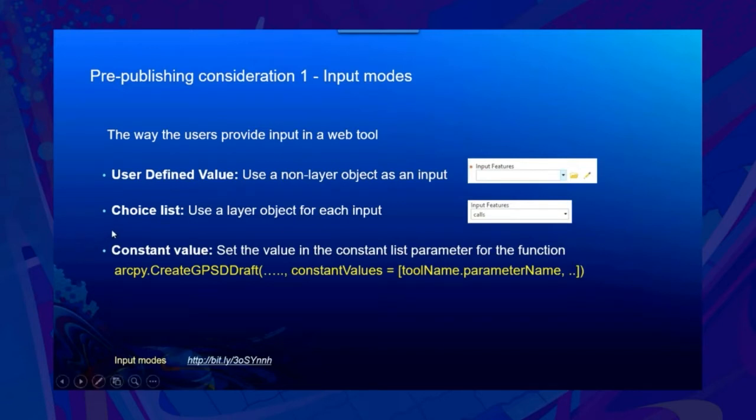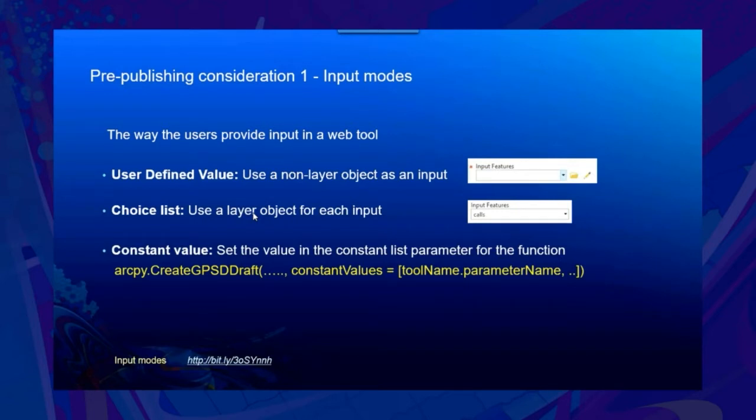And the next input mode is choice list. Choice list looks like this. There's only a drop-down menu and you have all the layers. Now notice the source of those layers resides on the server side, and that comes from the client side during publishing. So when you publish the web tool, it will copy those data to the server and appear in this drop-down list of layers.